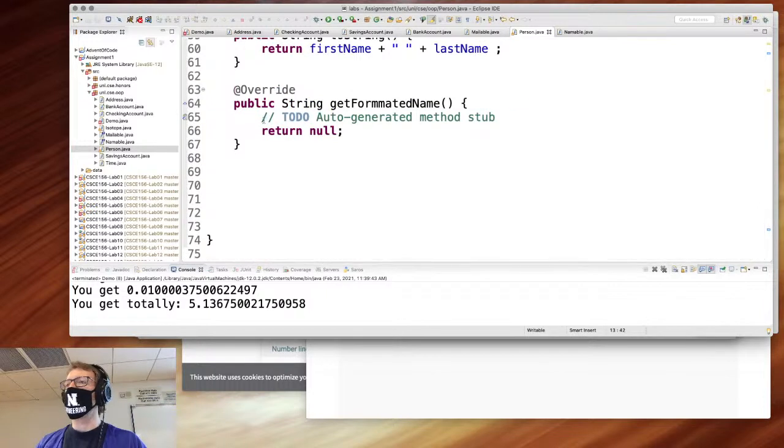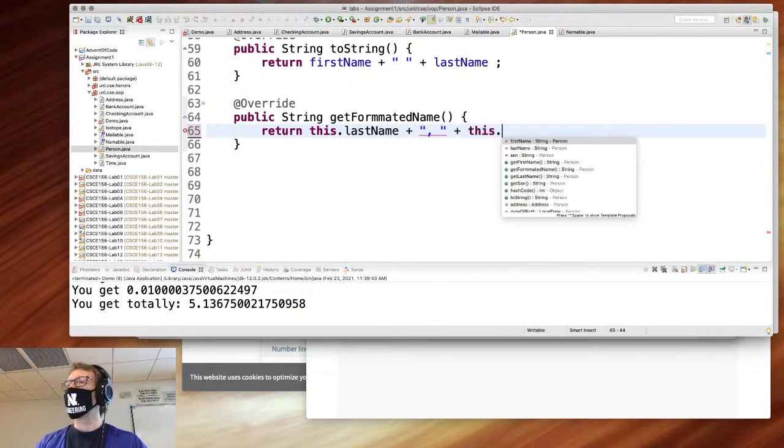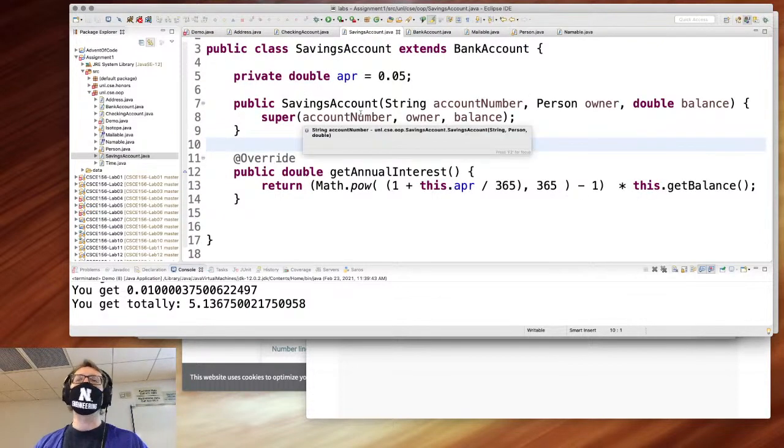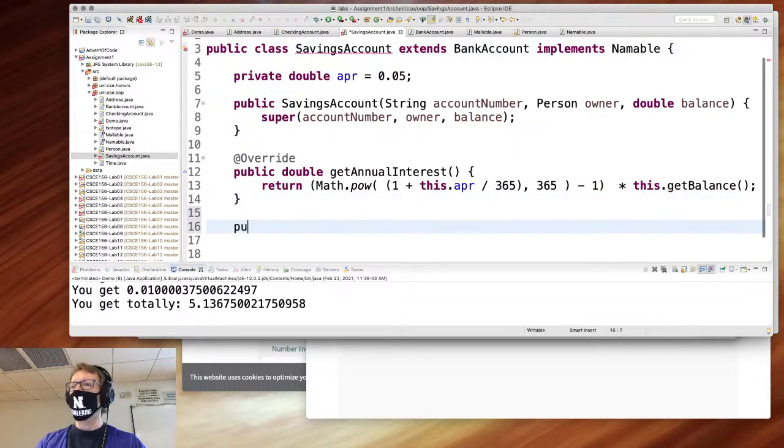What does that look like? Well, by default, we're going to return null. I'll go ahead and return this dot last name plus comma space this dot first name. And then we can make our bank accounts nameable. A savings account would be savings account and then followed by the account number. Extends bank account, implements nameable. Public string get formatted name.